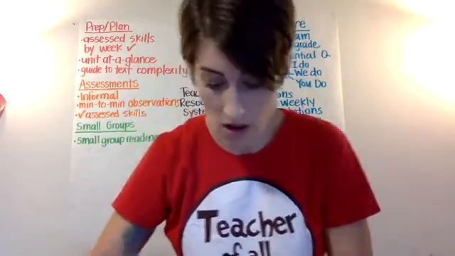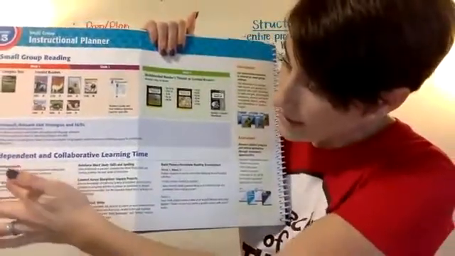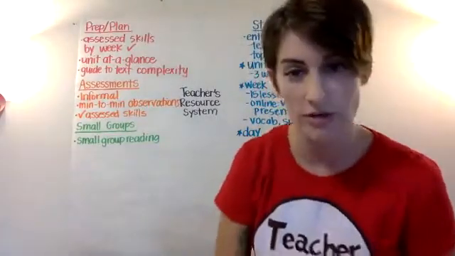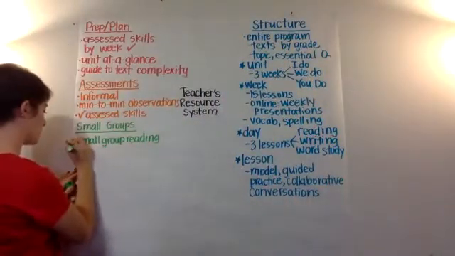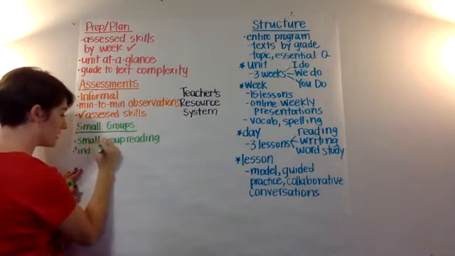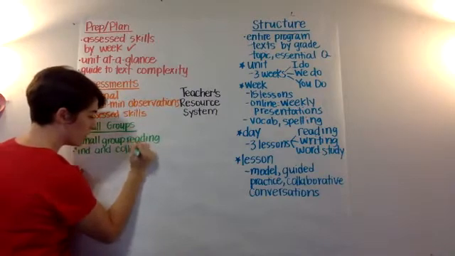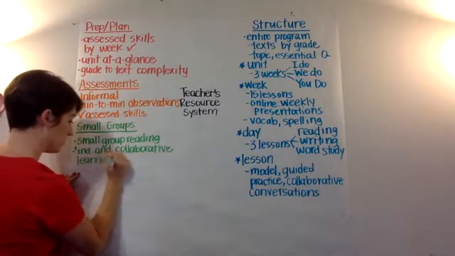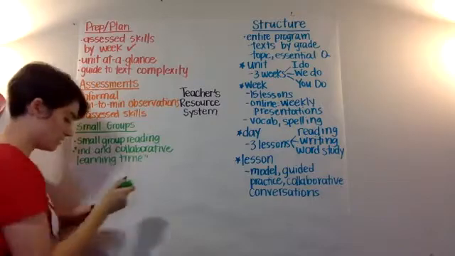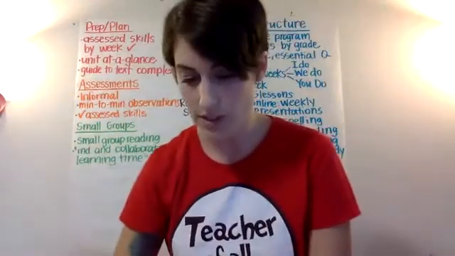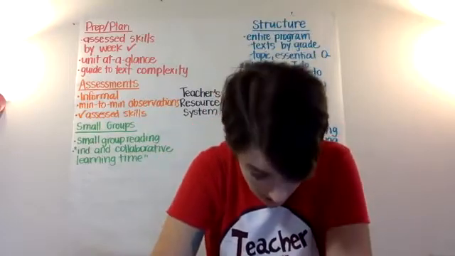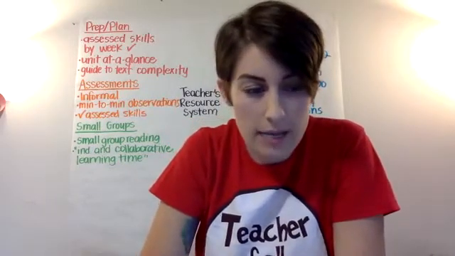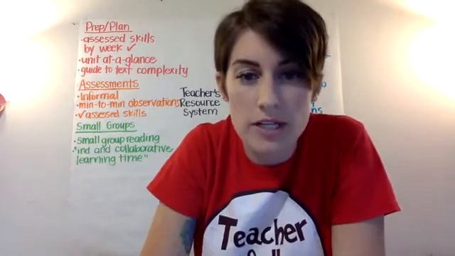Now, this is what they call small groups: independent and collaborative learning time, aka small groups. Let me write this down. For my visual people, independent and collaborative learning time. And here's what they suggest you have your students do. Also, I read somewhere that they suggest you have 2 rotations at least a day, like 2 15-minute rotations. I do 1 rotation a day for 30 minutes.